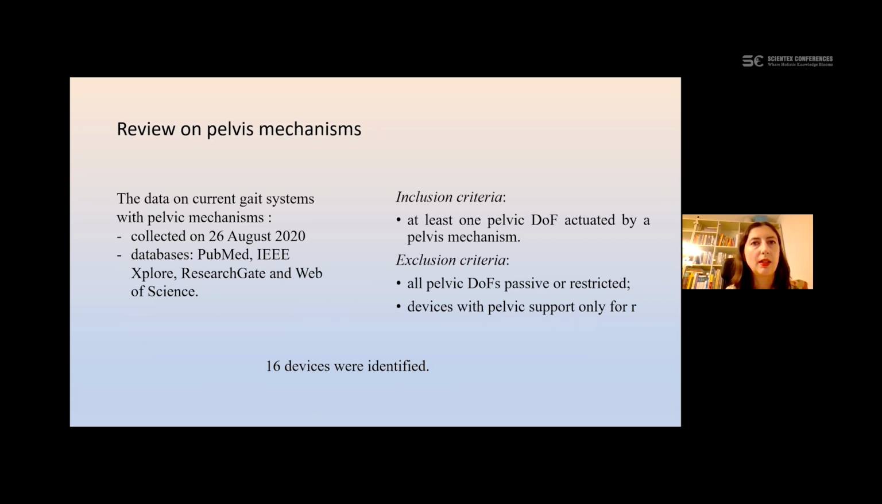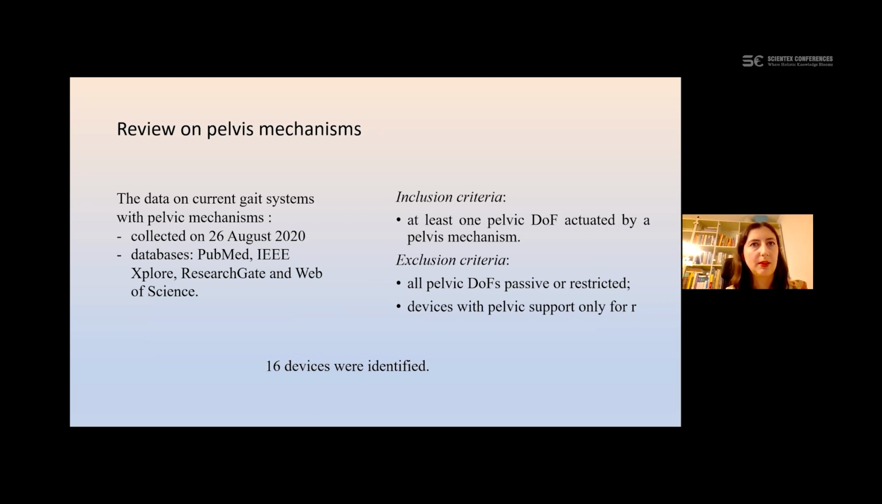The data on current gait systems with pelvic mechanisms was collected on the 26th of August 2020 from the following databases: PubMed, IEEE Explorer, ResearchGate, and Web of Science. The selection criteria included all devices with at least 1 actuated pelvic degree of freedom and excluded the systems with all pelvic degrees of freedom, either passive or restricted, as well as those with pelvic support only for registering data and not for controlling pelvic motion.